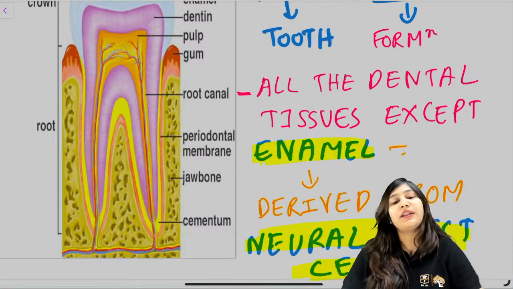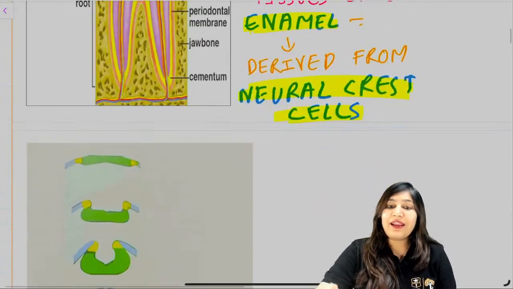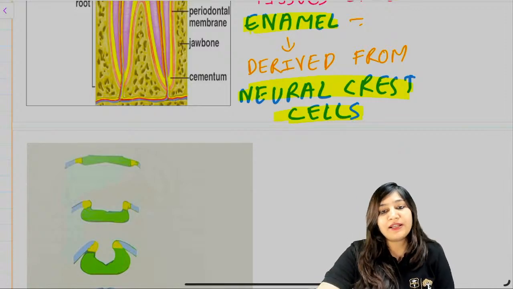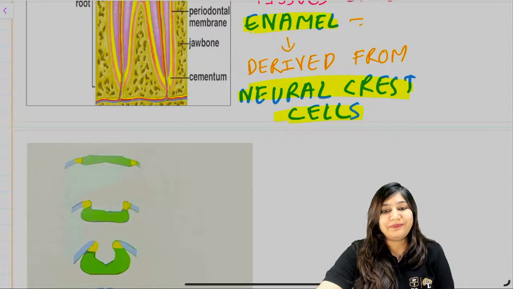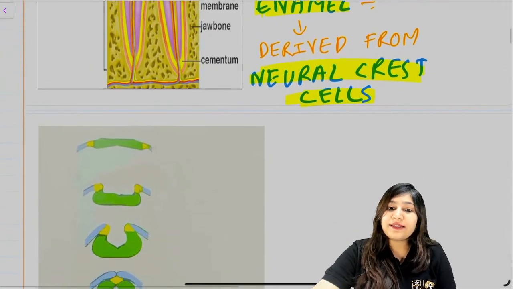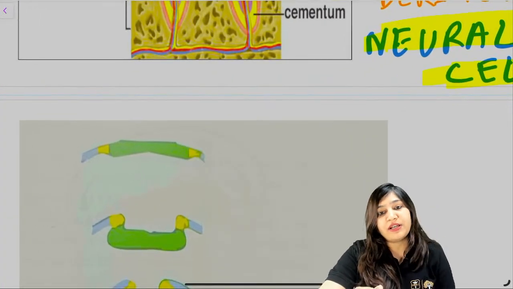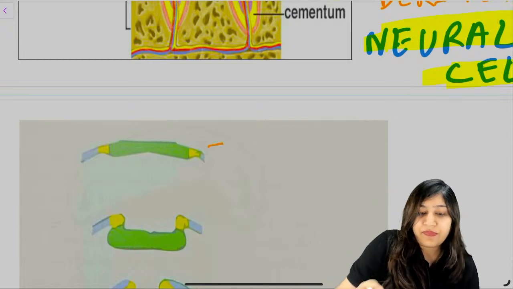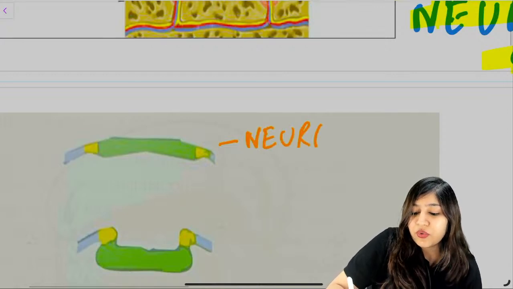Now, what are these neural crest cells and how are they derived? And which structures are formed from these neural crest cells? Basically, we know that a tooth is formed from neural crest cells. Only the tissue which is not formed from neural crest cells is our enamel. So, how are these cells formed? We see a thickening at the ectodermal portion of the head end of the embryo. This is the neural plate. In this diagram we can easily appreciate a neural plate.